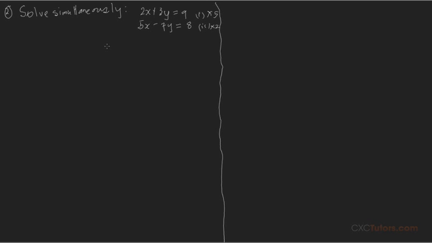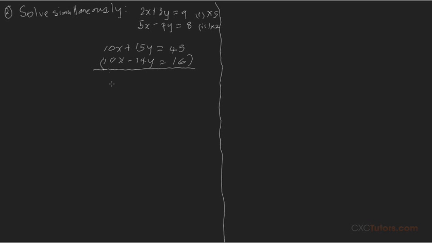So our result is 10x plus 15y, and that is equal to 45. And our second new equation becomes 10x minus 14y, and that is equal to 16. And now we draw our line, and then we're going to subtract the second equation from the first.